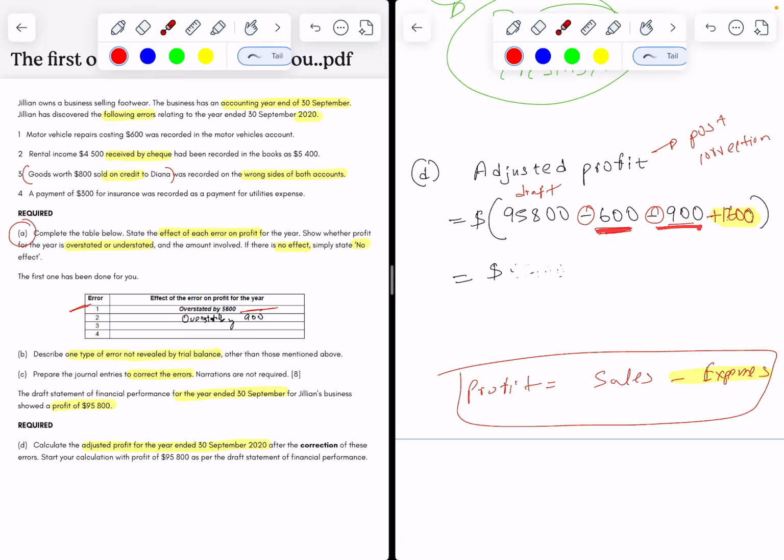94,500. All right, so 95,800 minus 600 gives us 95,200. Minus 900 gives us 94,500. And then we add an additional 1,600, which should give us 96,000, all right? I'm not sure if we have done this correctly in the calculator because I've done it in my head, but I believe it's fine, all right?